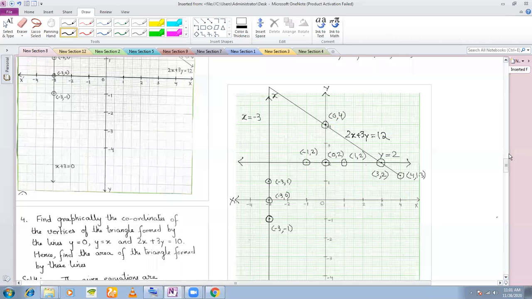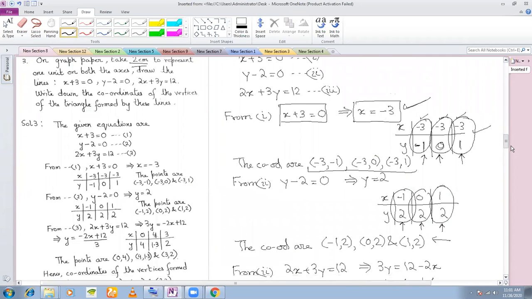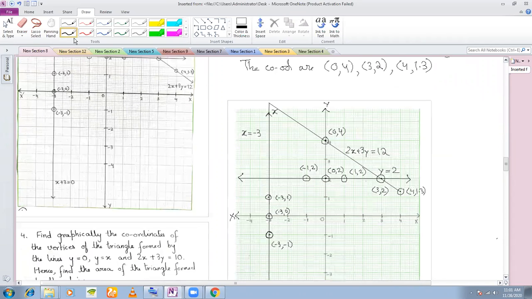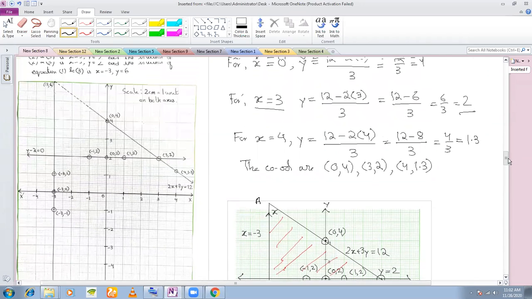Let us now see what the question is. Write down the coordinates of the vertices of the triangle formed by these lines. This is the triangle formed by the 3 lines. Let us call the vertices A, B, C. Let us call this A, this B, and this C. If you see, A has actually gone out of my graph sheet here, but in this graph, this is my point A.